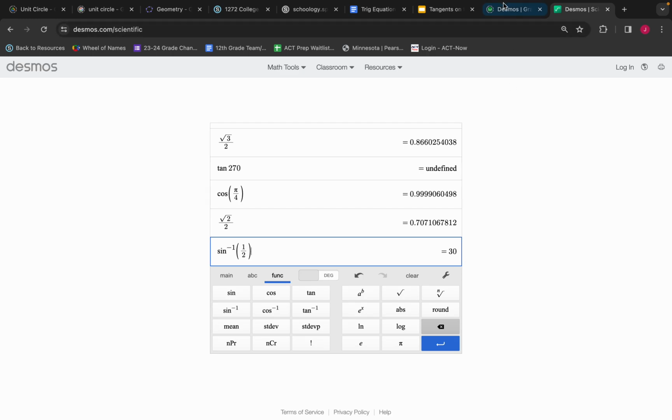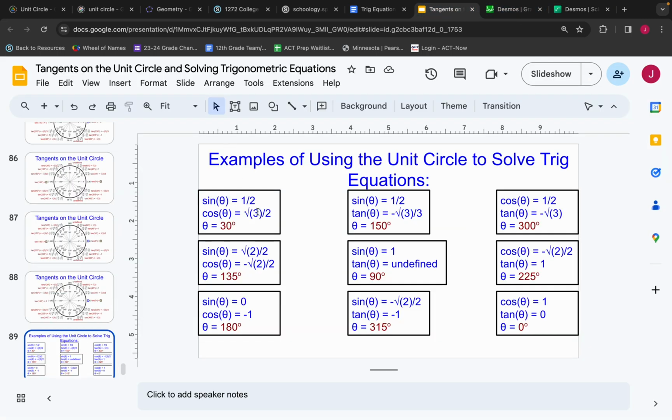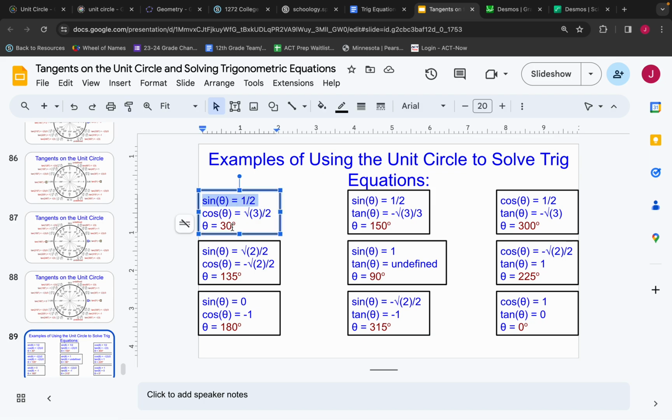Well, what's the problem? That's my answer, right? I wanted the answer to be 30 degrees, right? So I could have just typed in sine inverse of 1/2 and gotten 30 degrees. But the problem is at 150 degrees, sine is also equal to 1/2. Well, why didn't it tell me that it was 150?